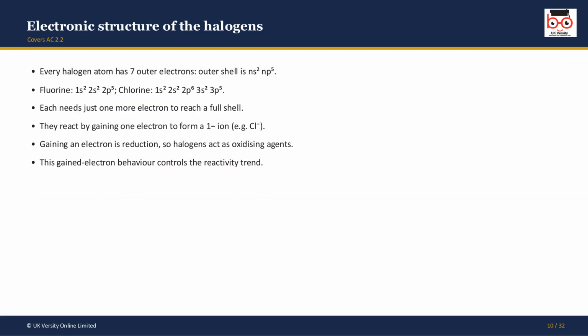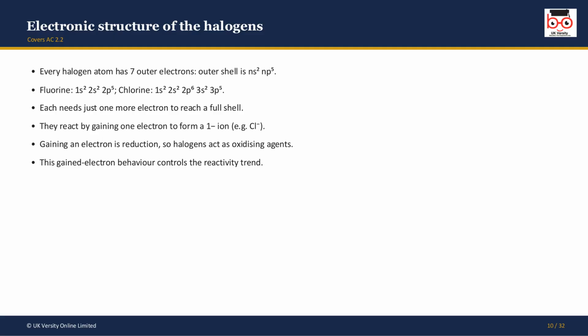Now to the reactivity, which starts with electron arrangement. Every halogen atom has 7 outer electrons, an s2p5 outer shell. Fluorine is 1s2, 2s2, 2p5. Chlorine adds a shell to reach 1s2, 2s2, 2p6, 3s2, 3p5. Each one is just a single electron short of a full outer shell, so they react by gaining 1 electron to form a 1- ion, like the chloride ion.